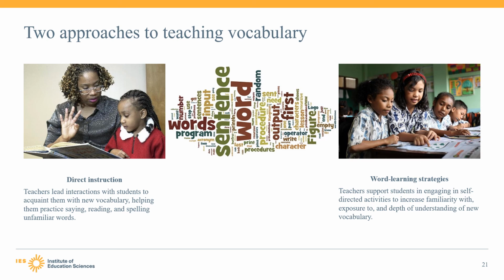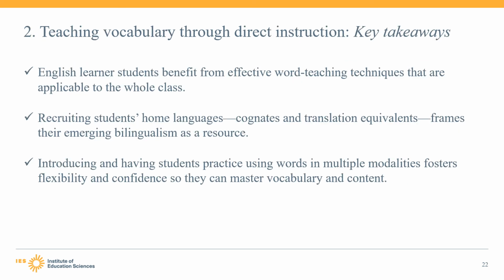So with that contrast in mind, the takeaways from this module include the basic acknowledgement that we all know you're familiar with, but it bears repeating. English learner students benefit from effective word teaching techniques that are applicable to the whole class. And recruiting students' home languages, especially cognates and also translation equivalents, frames their emerging bilingualism as a resource. And especially in the context of this direct instruction, introducing and having students practice using words in multiple modalities fosters flexibility and confidence so they can master vocabulary and content at the same time.